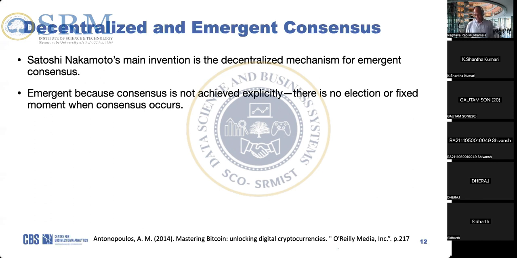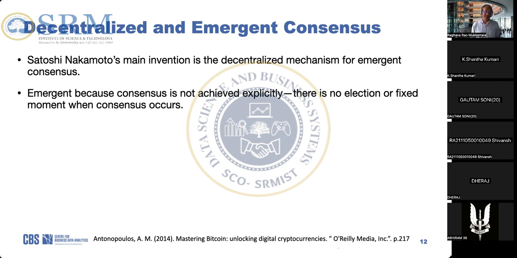Why do we say emergent consensus? Because what is consensus? The consensus about what is the latest copy of the ledger, right? So let's say all the nodes participate in the mining, and every node will try to construct the longest chain, or you can say the copy of the public ledger, by adding new blocks and things like that. And the decentralized consensus makes sure that all of them agree. And we call this emergent because there is no fixed consensus.